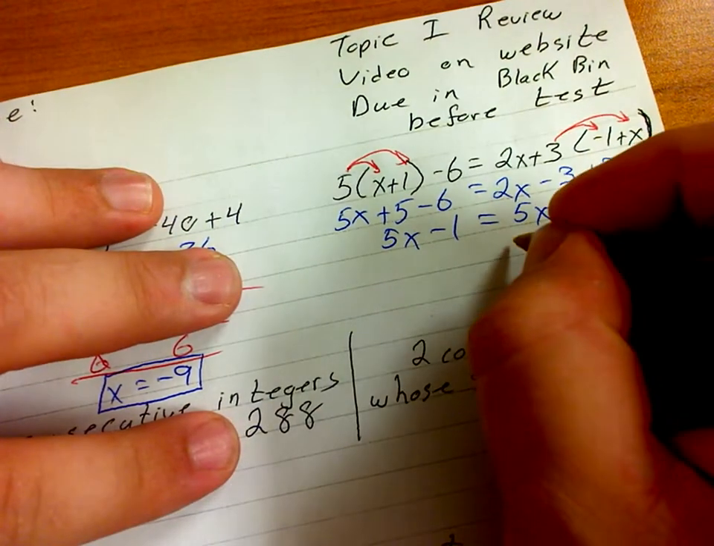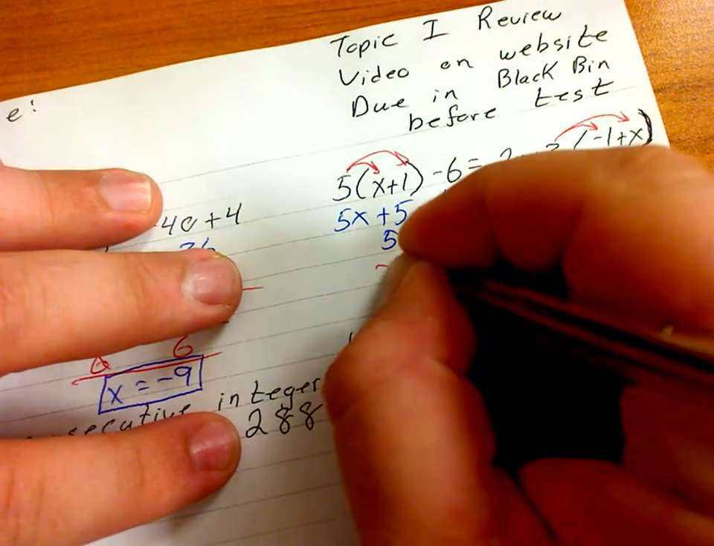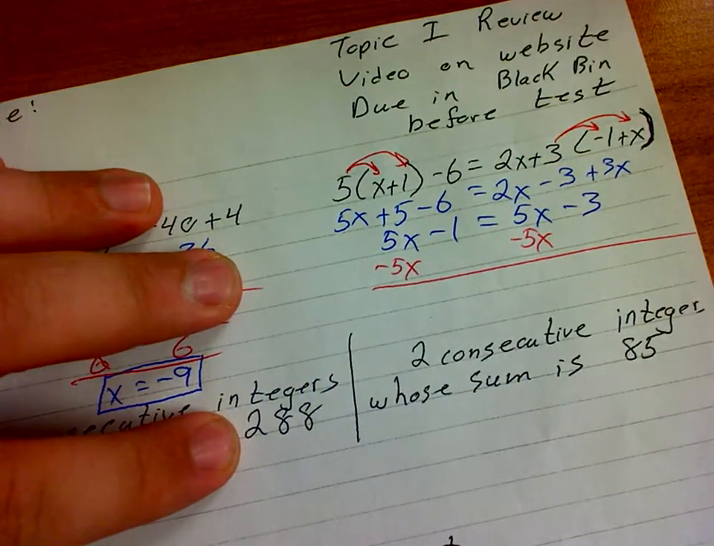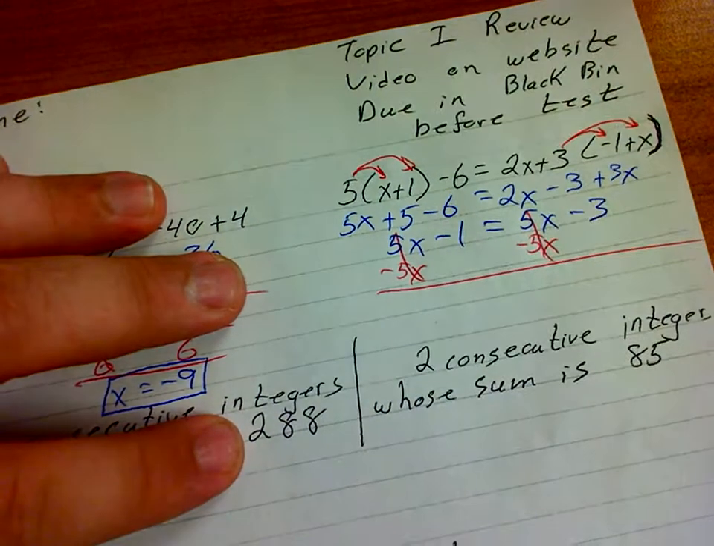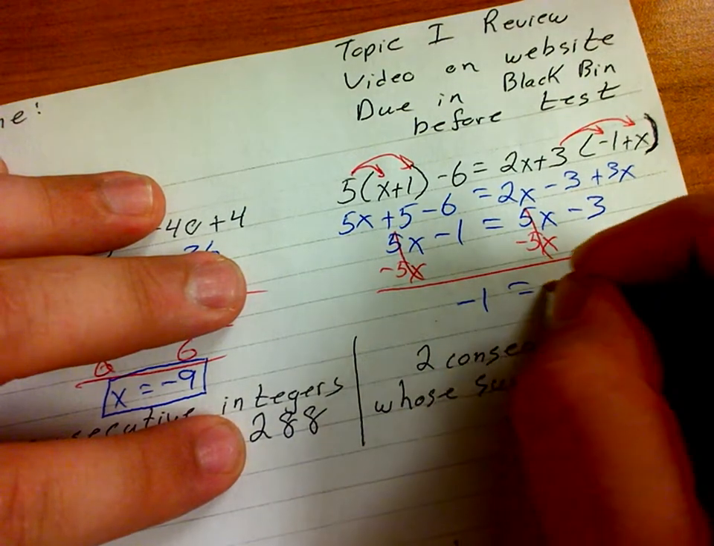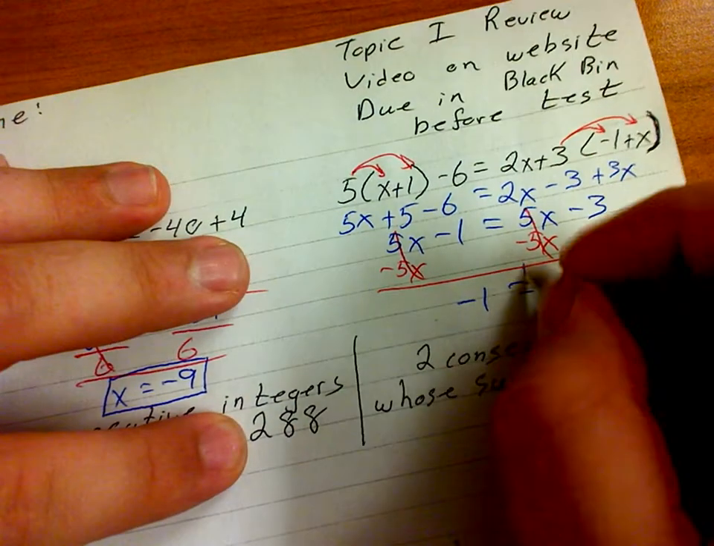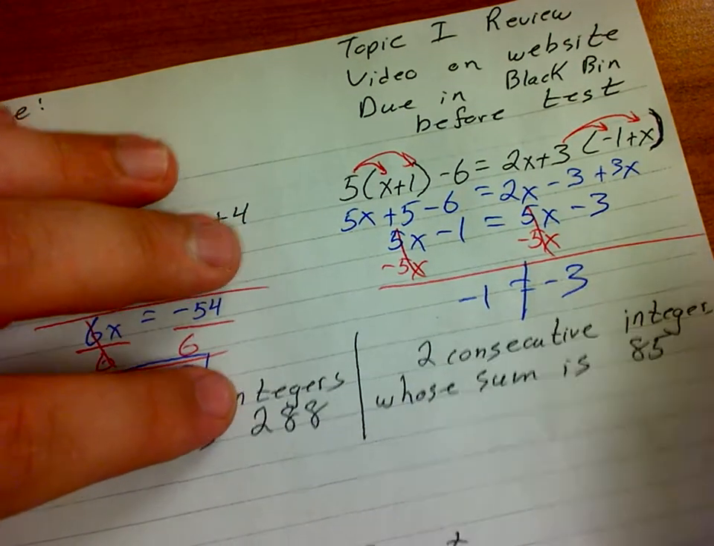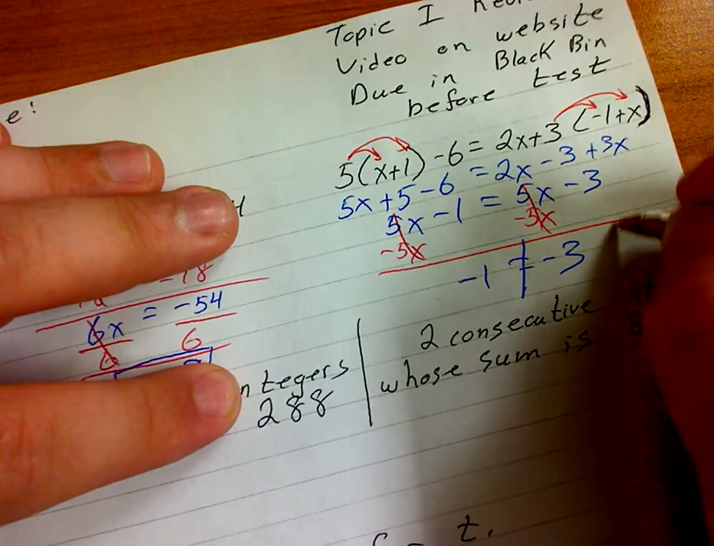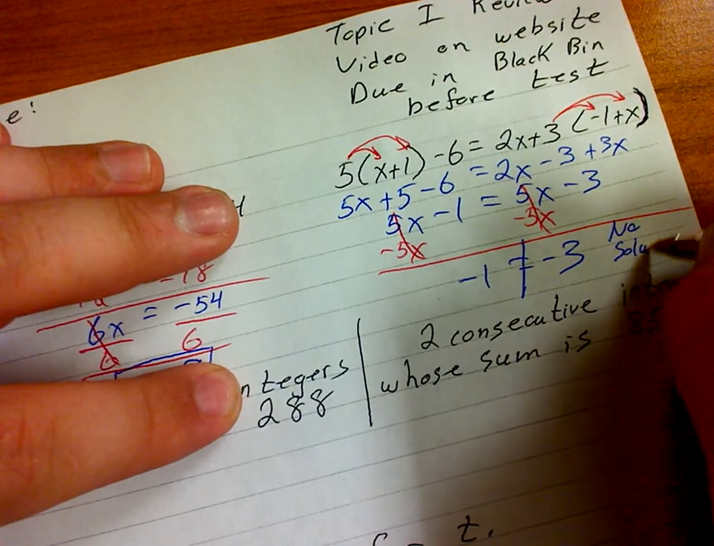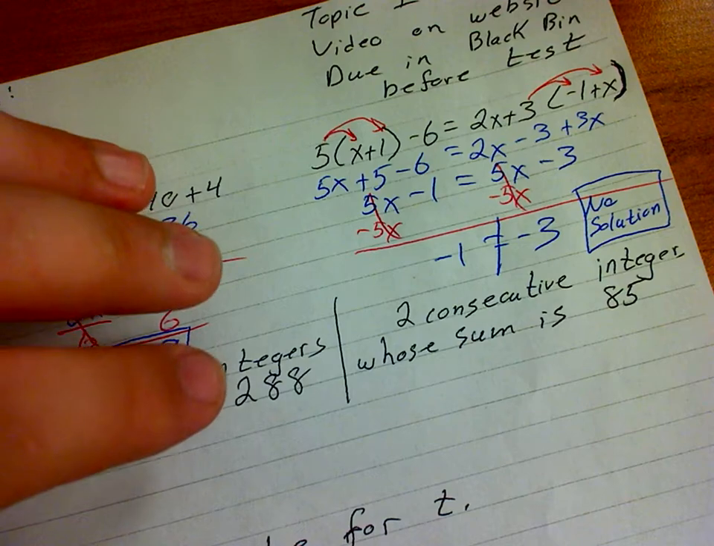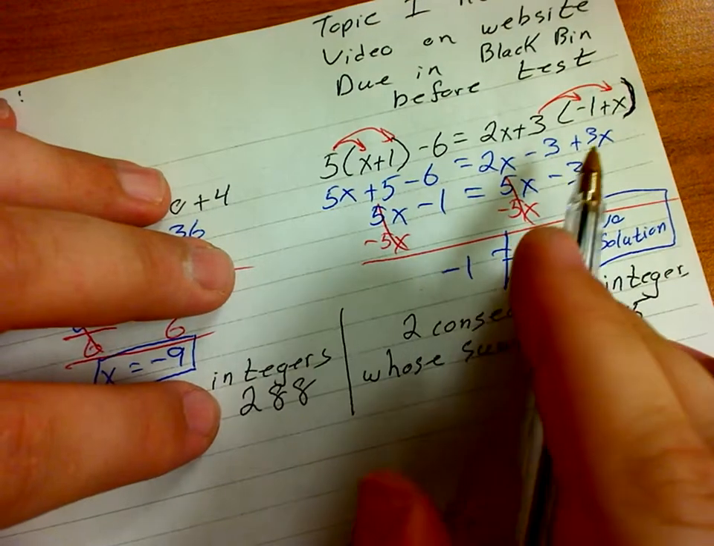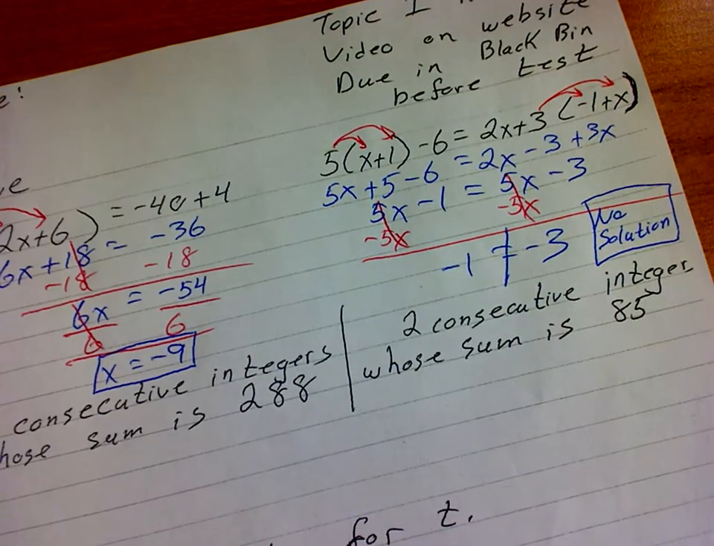And if we can't see that, reminder, if we just do one more step and try to combine my variables together by subtracting 5x from both sides, the 5x's are going to go away, and we're going to be left with negative 1 equals negative 3, which is a false statement. Negative 1 is not equal to negative 3. So this one here would have no solution. There is no number I can plug in for x that works to make this a true statement.